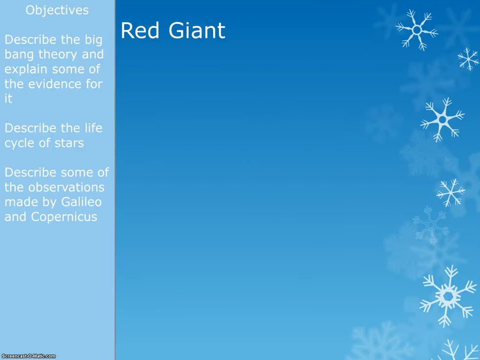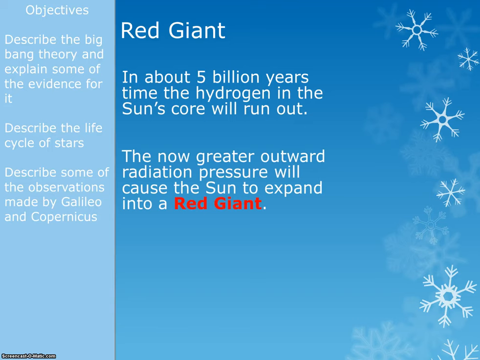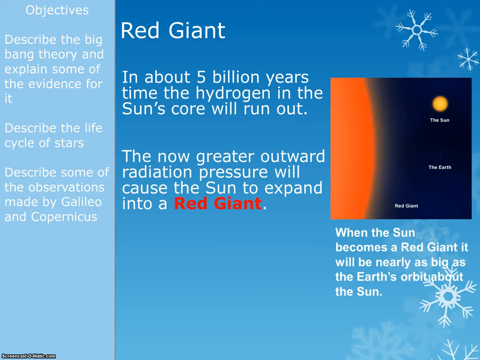So for the foundation paper, you need to know what comes after the main sequence. Now after the main sequence, the star gets bigger. The hydrogen runs out and it starts to burn helium instead of hydrogen, and that just makes it bigger. So we call it a red giant, and it is much, much bigger than it was before.